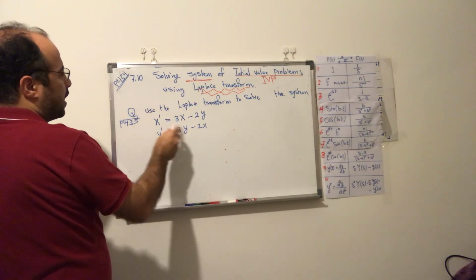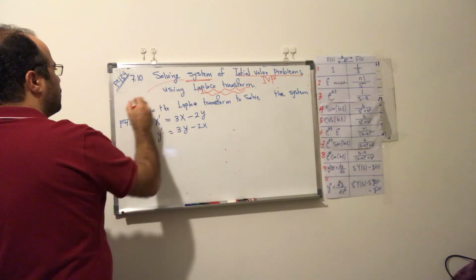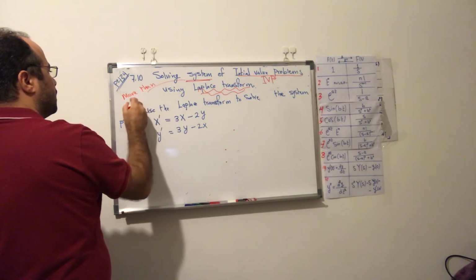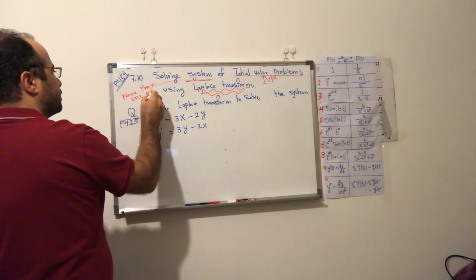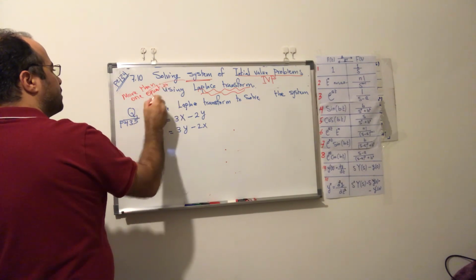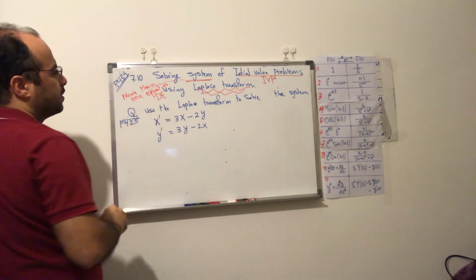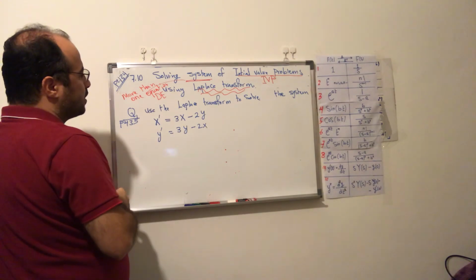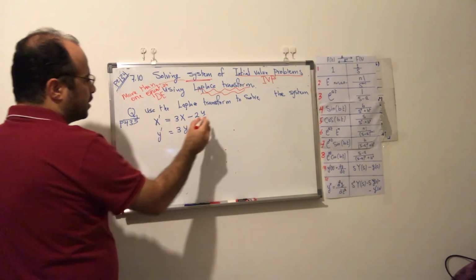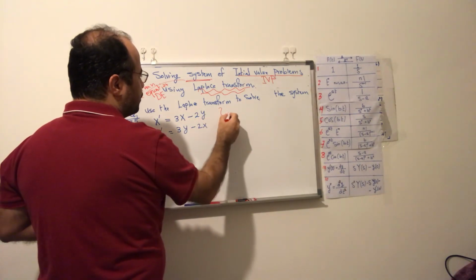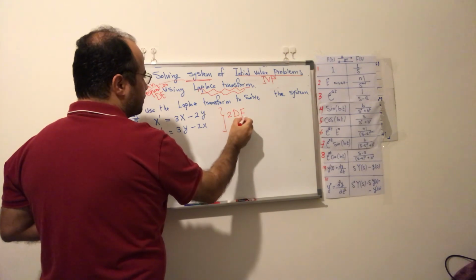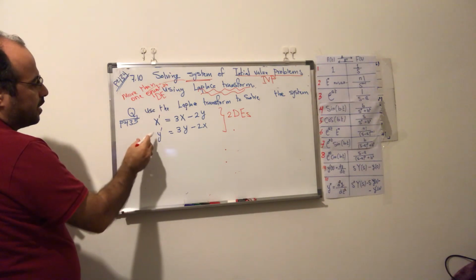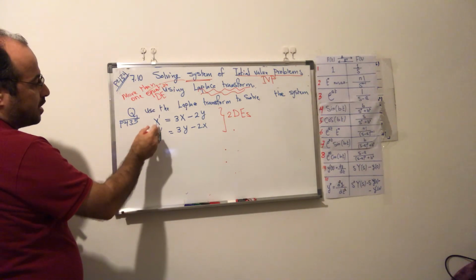System means you're going to have more than one equation. When I say equation, I mean differential equation. More than one differential equation. So here, I'm giving an example right away. So here we have two differential equations. The dependent variables here are x and y.